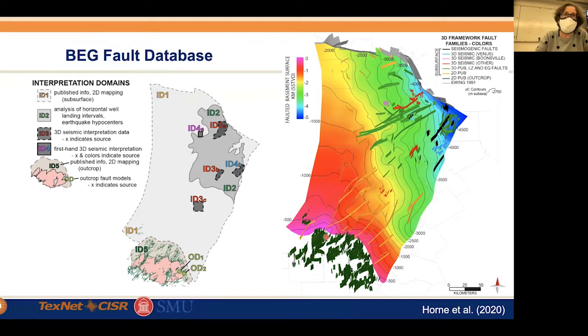The oil and gas companies in some areas have 3D volumes that they've spent a lot of money collecting. Some companies will release the fault interpretation. Some companies won't. In Texas, it's not required. Oklahoma required it to some level, but Texas never did. So on the right is a nice framework fault map for the Fort Worth Basin.